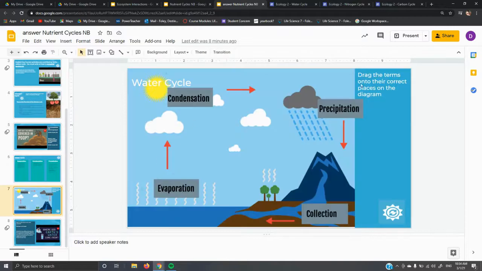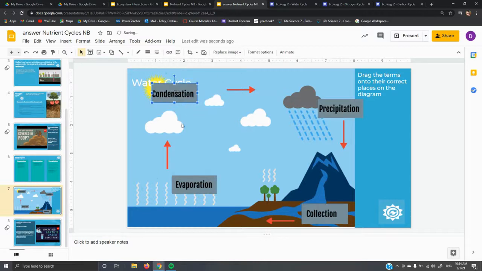Slide 7, you're clicking and dragging the terms over here to where they go on the water cycle. Here, you have evaporation. You see the water is leaving this body of water into the sky. When those water molecules cool, they condense to form clouds. So condensation, clouds form. Precipitation is when the water falls back to the earth in rain, snow, sleet, or hail. And then the water collects and then will run back off into the larger body of water.